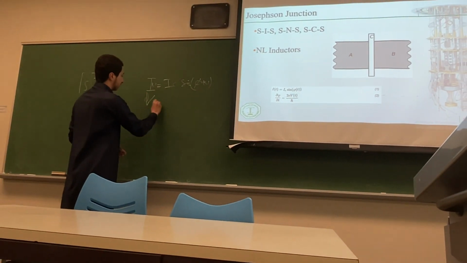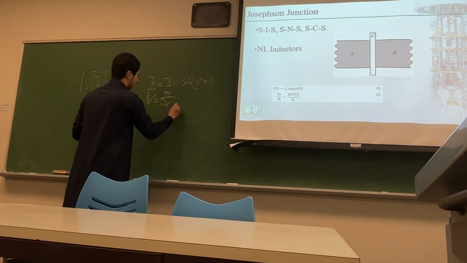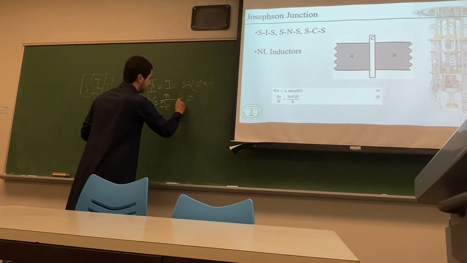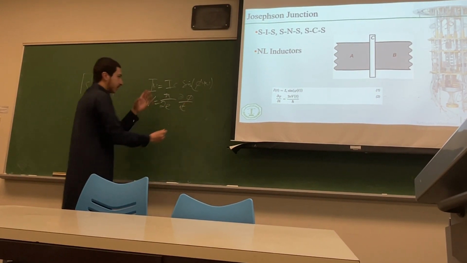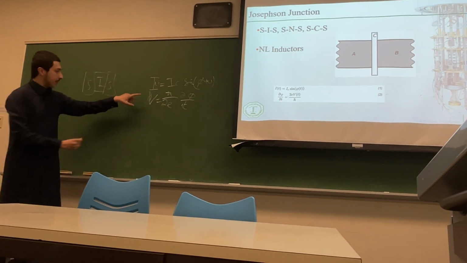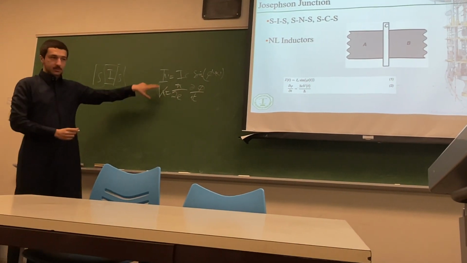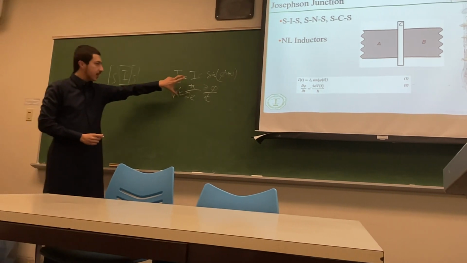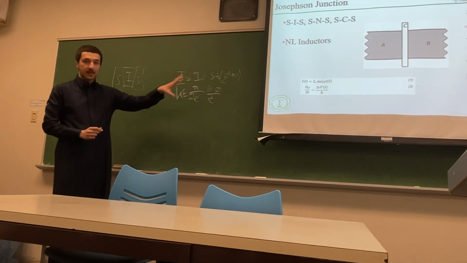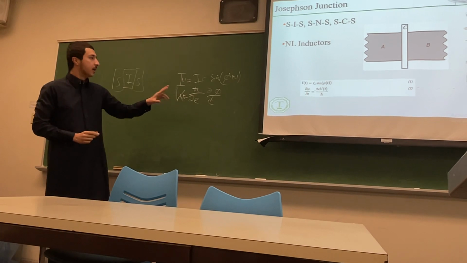Okay, usually V equals h over 2e times d phi over dt. I don't really care about the equations as much as the fact that V and I aren't constant; they change, and they're associated with the phase. That's the most important thing.